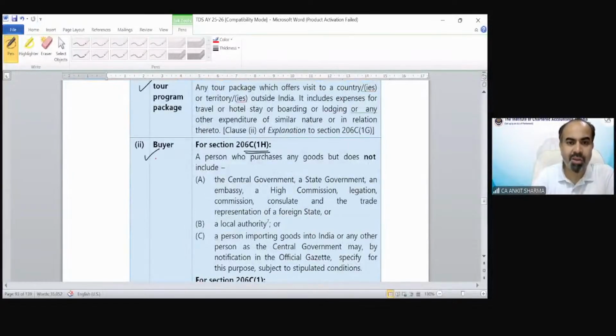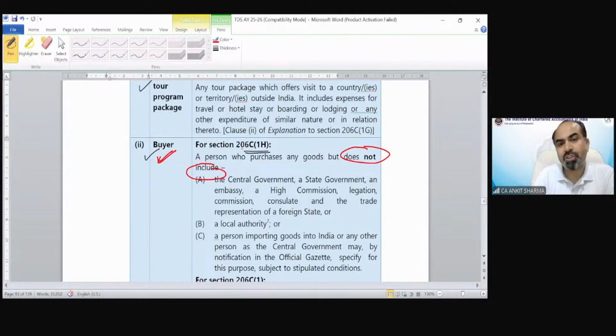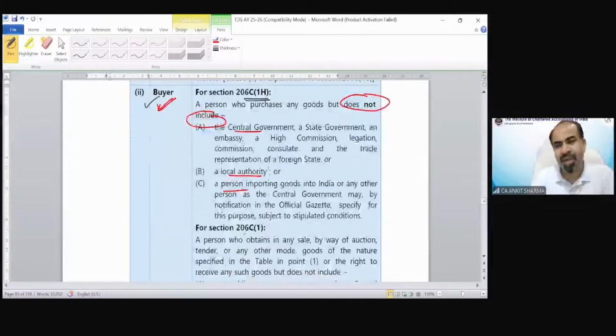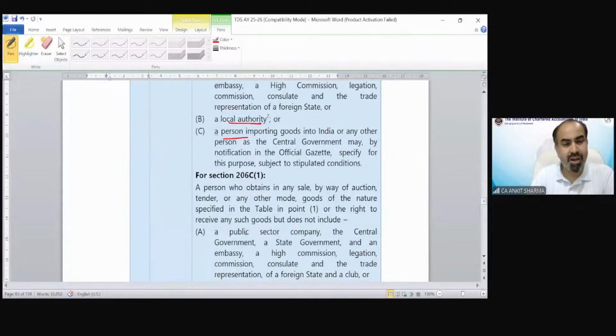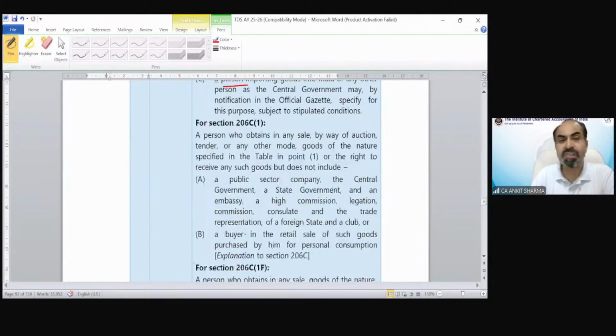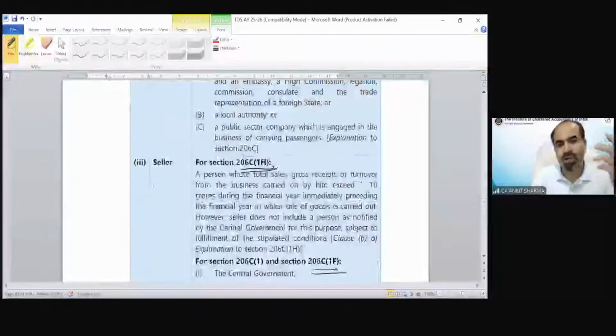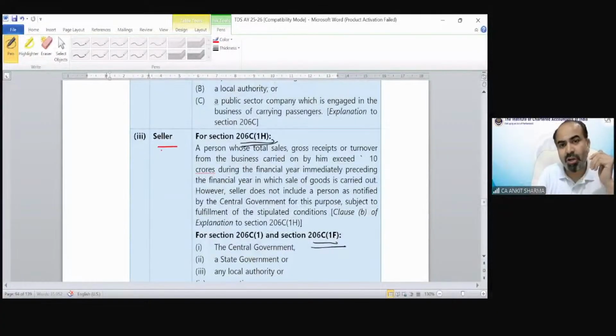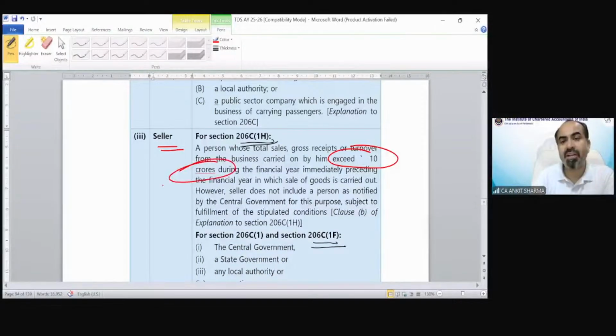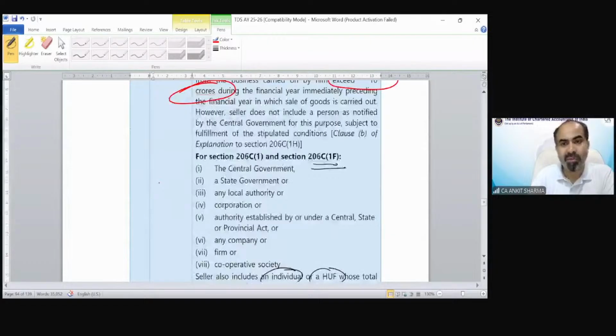So there are some buyers that have been included, and some buyers that have not been included for section 206C1H. You can see the government, local authority, government department, they are not going to pay TDS. Nobody can charge TCS on those specific authorities. So these are the buyers, like central government, state government, local authority, etc. All sellers have been included. Seller for section 206C1H is one whose turnover exceeds 10 crore rupees. You can go through it. And the seller does not include these. Clear?